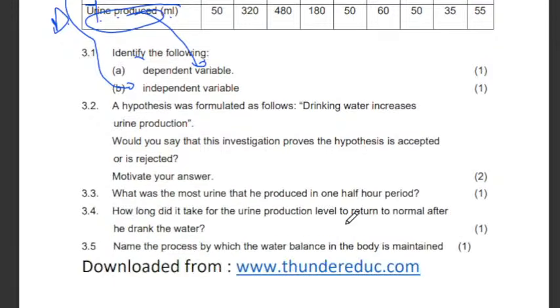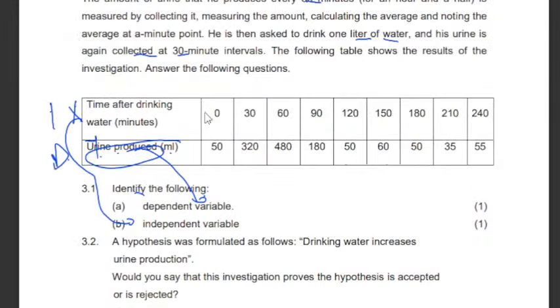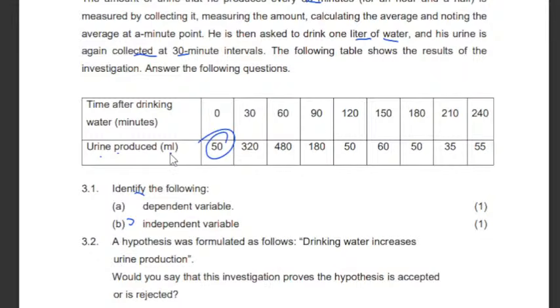Simple. The hypothesis was formulated as drinking water increases urine production. Yes. When this person was normal before drinking water, what happens? It was producing 50 mils of urine. But after drinking water, it started to increase. It increased, and then on the 90th minute, it starts to decrease. From 60 to 90, it started to decrease.